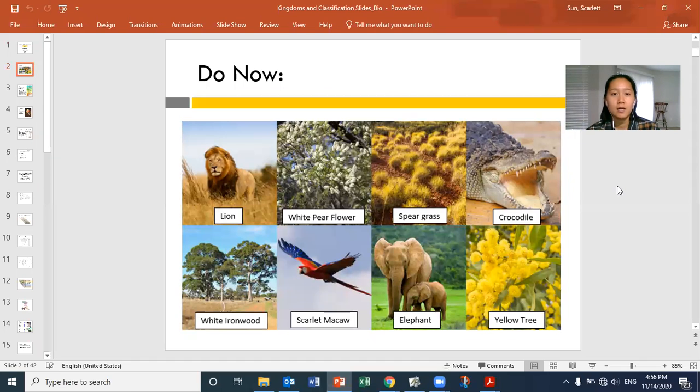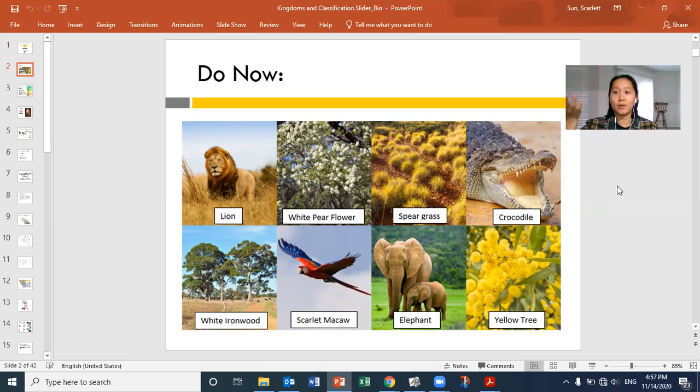So the do now is basically me asking you, here are a bunch of organisms. You can see a lion, you see a white pear flower, which is a tree. You see spear grass, which is a kind of dry grass you see in dry savanna, almost desert areas. You see a crocodile, you see white ironwood, which is a kind of tree. You see the scarlet macaw, which is a kind of parrot. You see elephants and the yellow tree, which is named after its abundantly yellow flowers. So the question for the do now is, if you were going to organize all these living organisms into two main groups, how would you do that? Or what would be the groups?